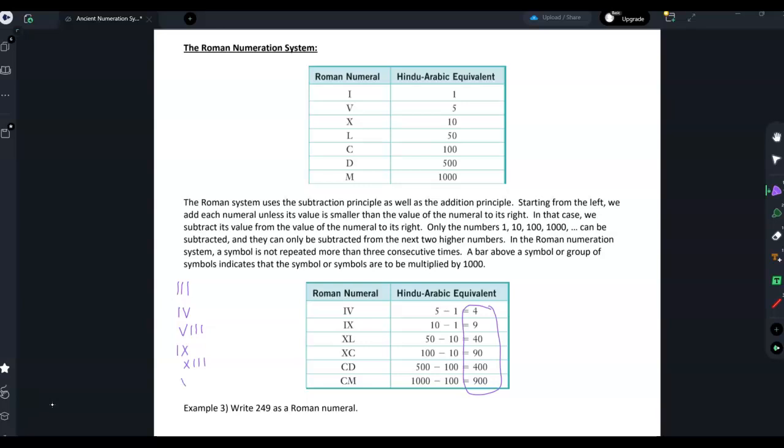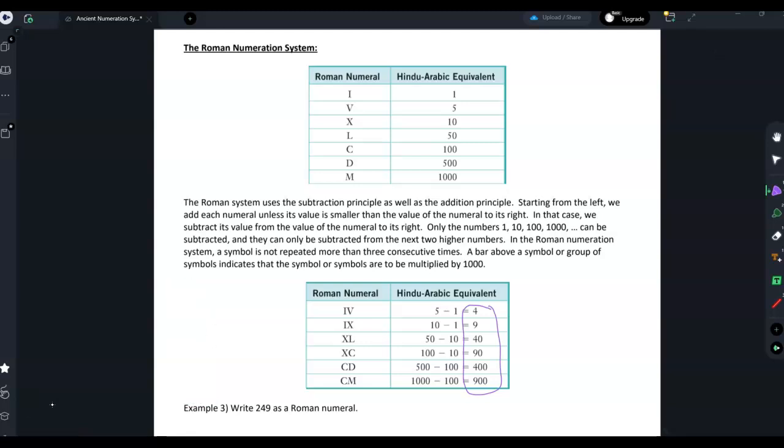So 10 is an X, and 4, if you remember, was IV. So that's how we would write 4. I encourage you to maybe do this for the first 100 numbers even, just keep going. So we would do XV, XVI, XVII, XVIII, and just keep going. And then you'll get some practice with these.